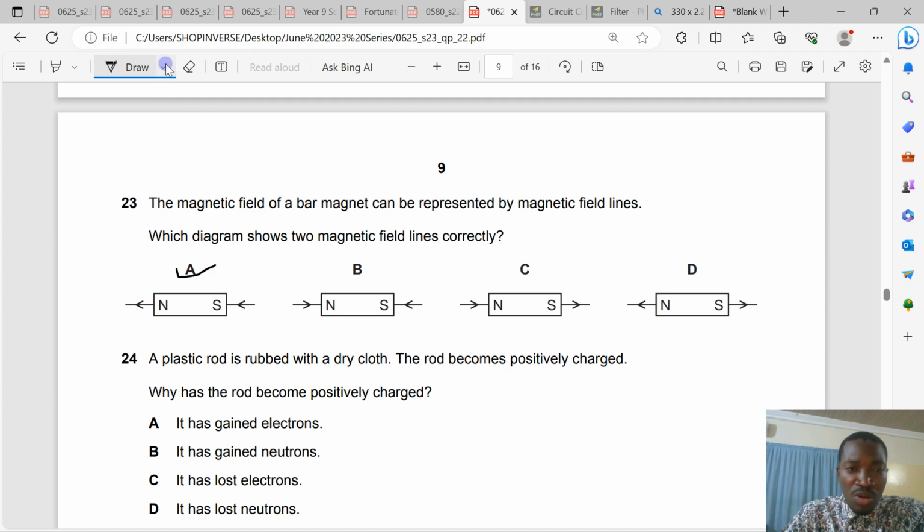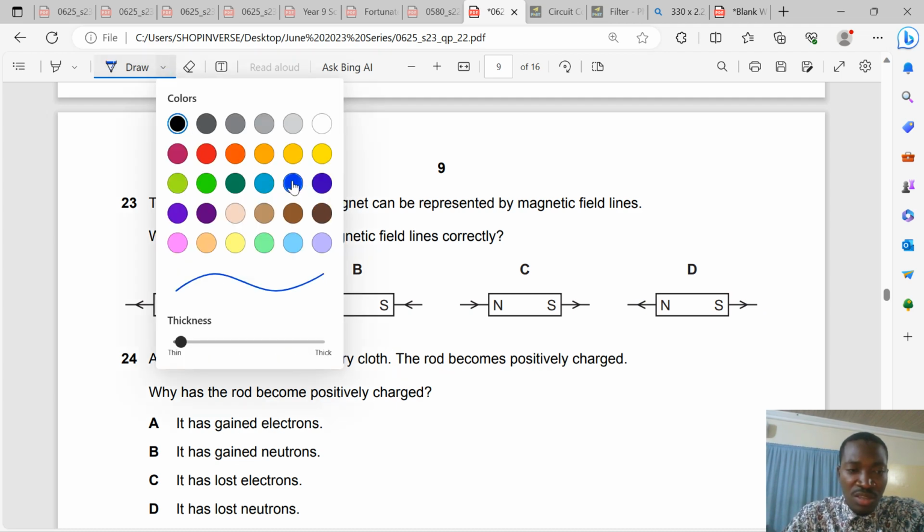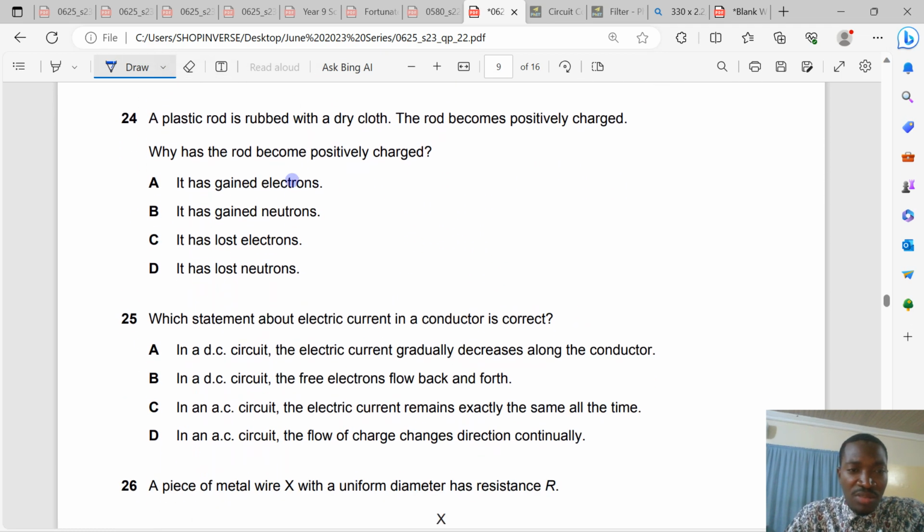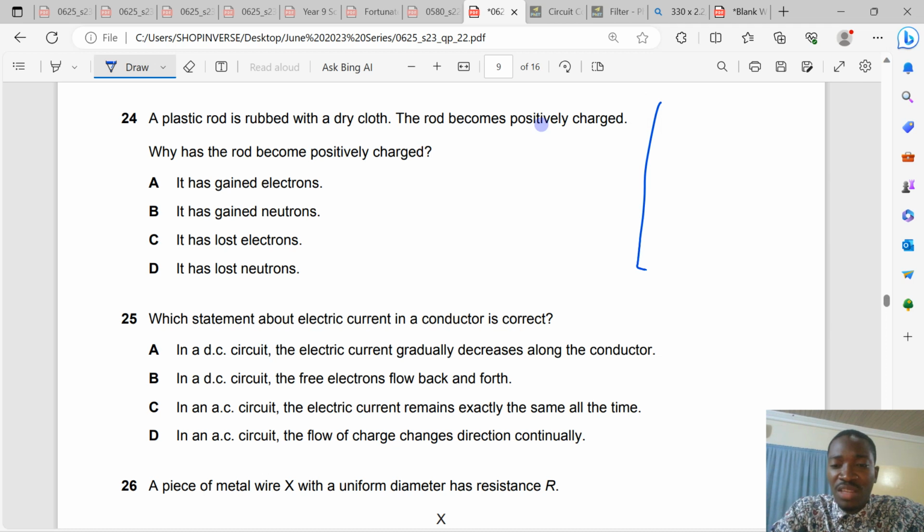Let me return to my color blue, so that you can easily see my handwriting. A plastic rod is rubbed with dry cloth. The rod becomes positively charged. If the rod is positively charged, that means it has lost electrons, right? The uncharged rod has both positive and negative charges.